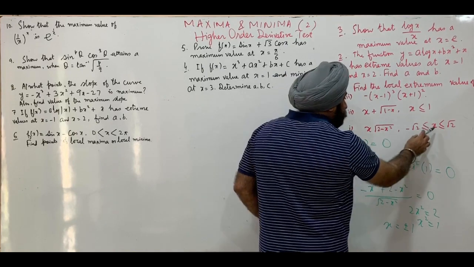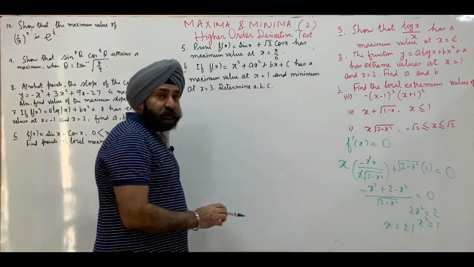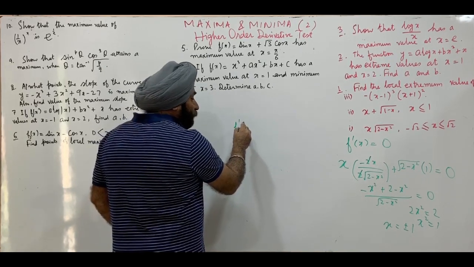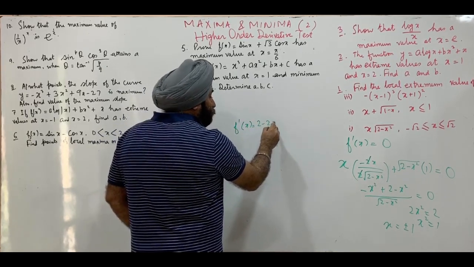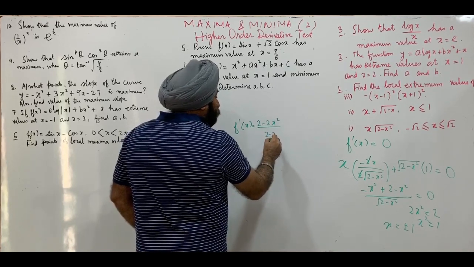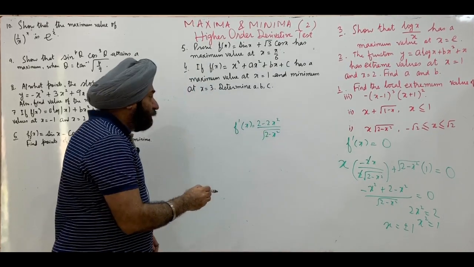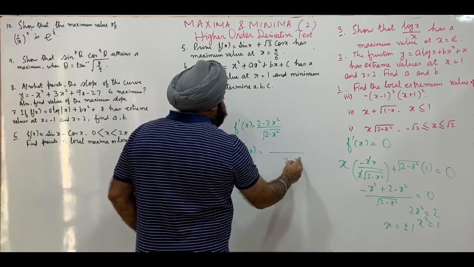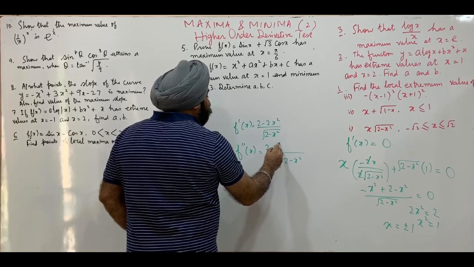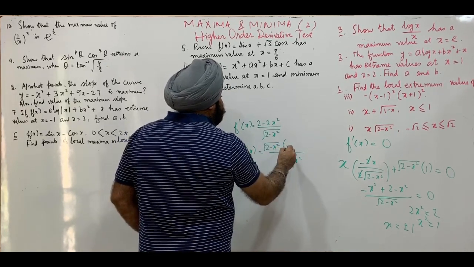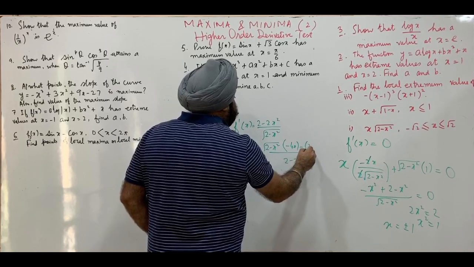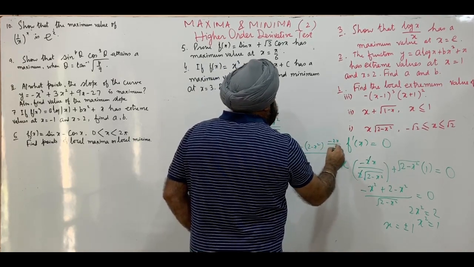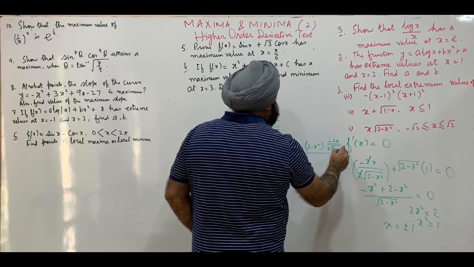Both the critical points lie in this interval, so we consider both. Then we need the second order derivative. This is the first order derivative, 2 minus 2x square upon root of 2 minus x square. Now the second order derivative, f double dash of x: this is root of 2 minus x square into the derivative of the numerator, which is minus 4x. Then numerator into the derivative of this, minus 2x by root of 2 minus x square.